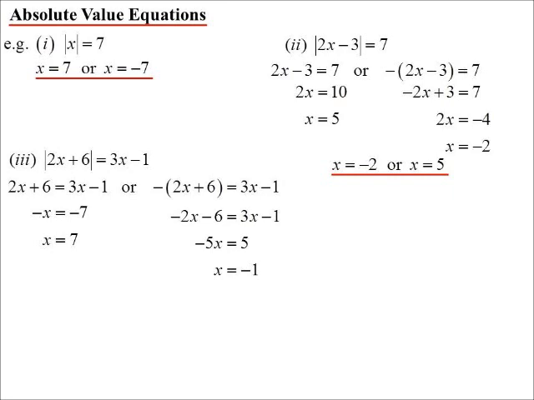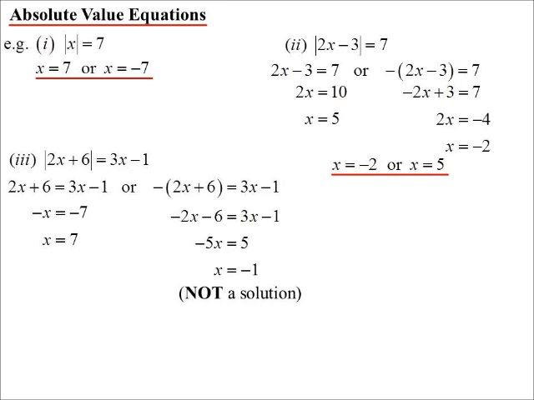x equals negative 1 doesn't work. Sub it back in. Left-hand side, absolute value of, well, it'd be negative 2 plus 6, so absolute value of 4. Right-hand side, sub it in, negative 3 minus 1 is negative 4. So we're saying the absolute value of 4 is negative 4. Well, that's not correct. So that one is not a solution.